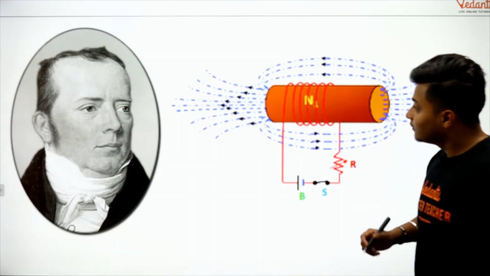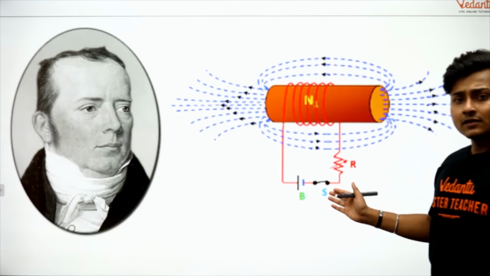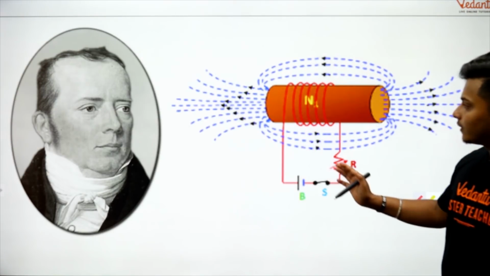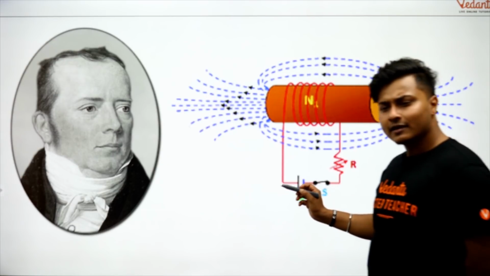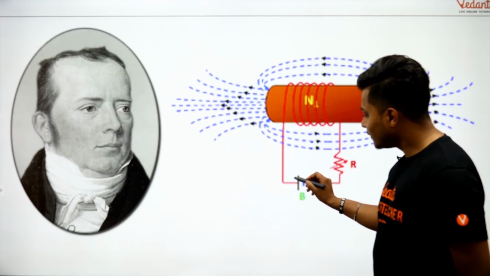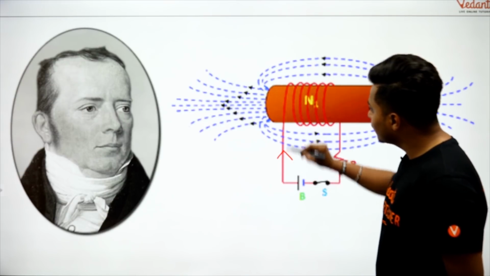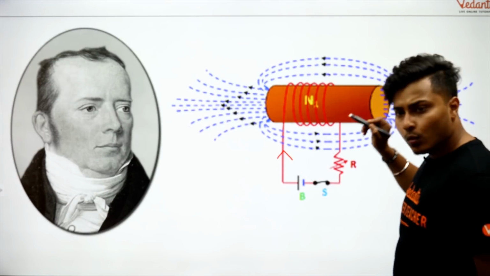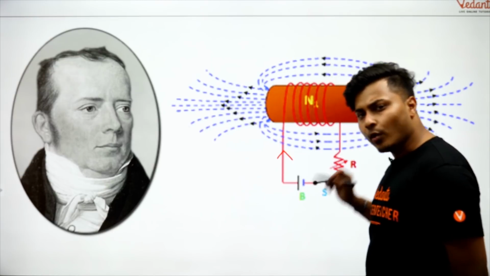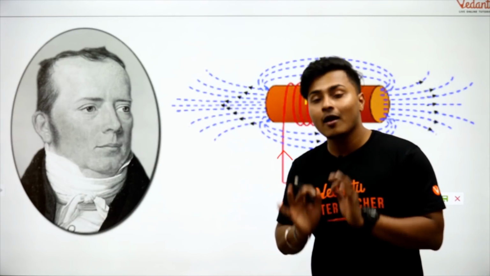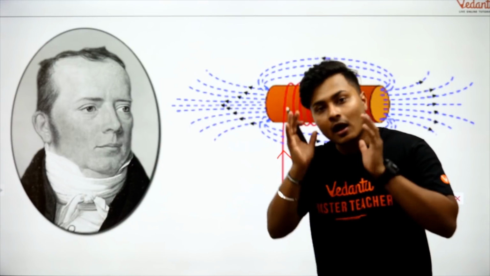He said that if I have a circuit, as you can see in front of you, very carefully look at it, and that circuit is connected to a battery, the battery must be providing current, and the battery provides current to the coil. And when this electric current starts flowing through the coil, this would generate a magnetic field around the coil.